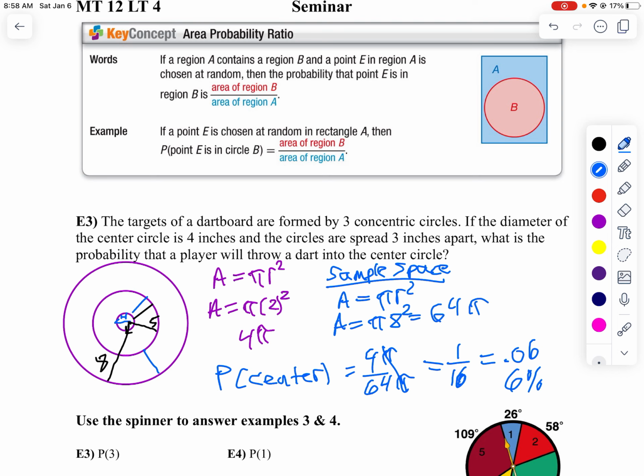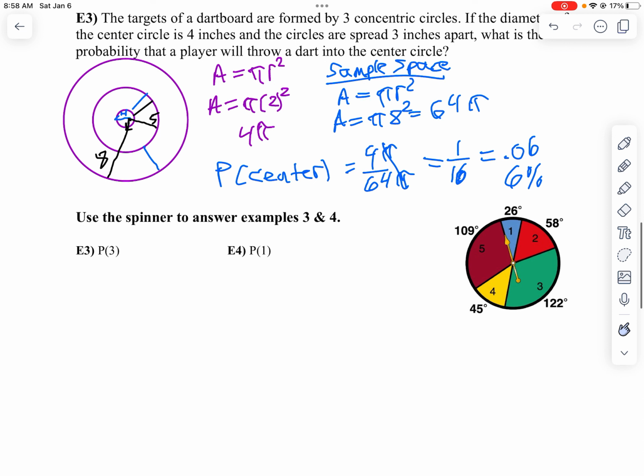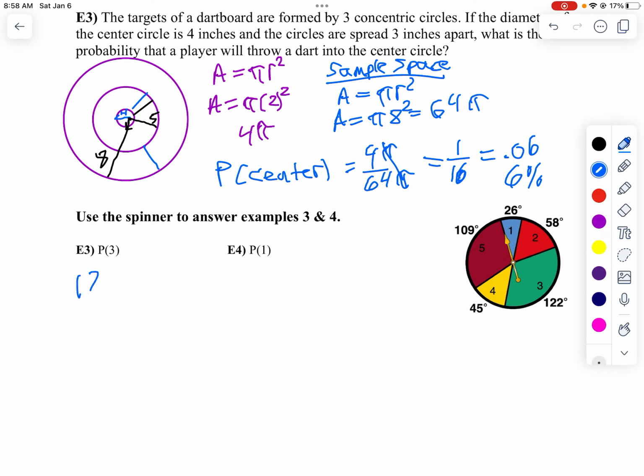Okay, now, also with area, we have angles. And I like the angles because to me that just makes common sense. I want to find the probability of landing in region 3. Notice that's 122 degrees of the circle. So it's 122 out of 360. And then I just want to reduce 122 over 360. In fact, I don't think I'm going to do that. I'm just going to write that as a decimal, 0.34 or 34%.